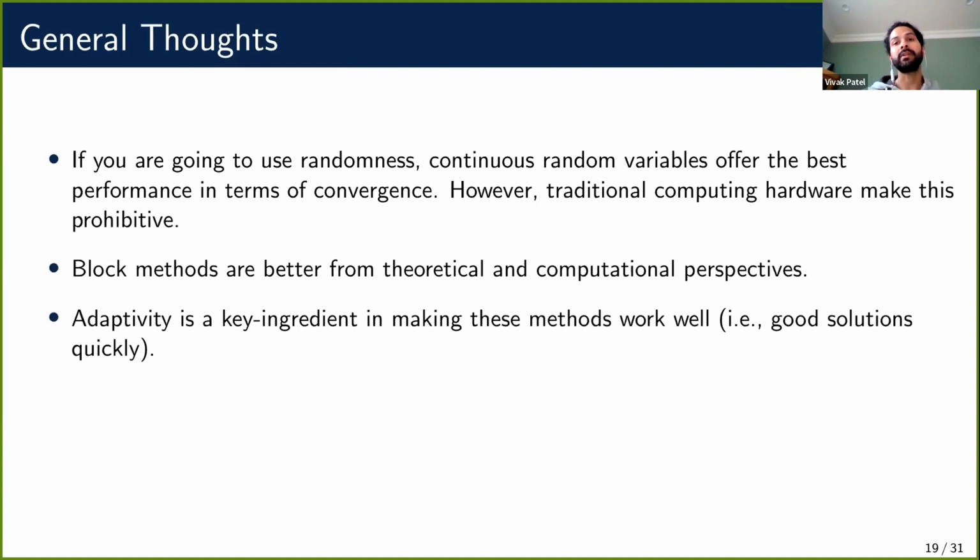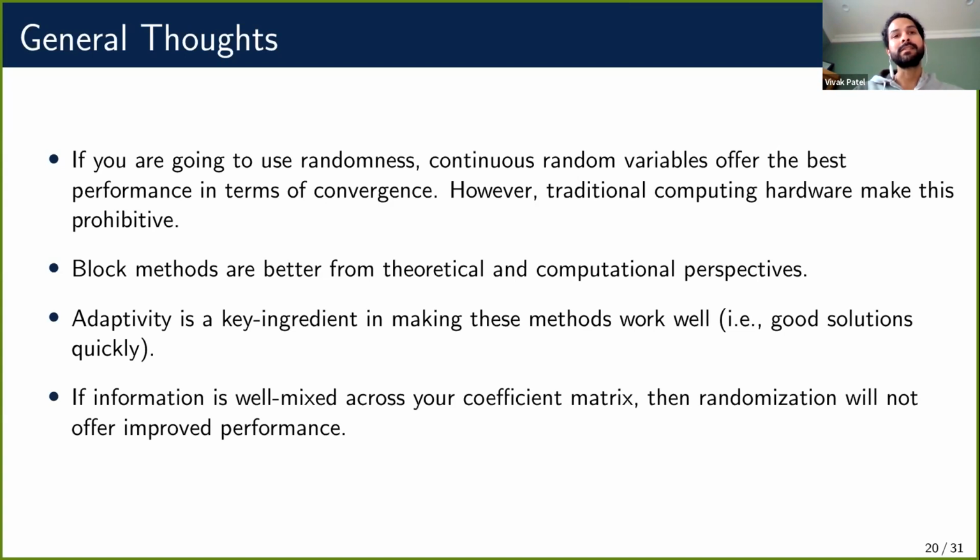Adaptivity is a really important ingredient, right? If you want good solutions quickly, you can't just do arbitrary things. You want to make sure that you're sampling from the right parts of the matrix, or you're careful about how you're designing your WKs to make sure that you're taking advantage of whatever hardware you have, plus whatever mathematics you're trying to do, for your particular problem.